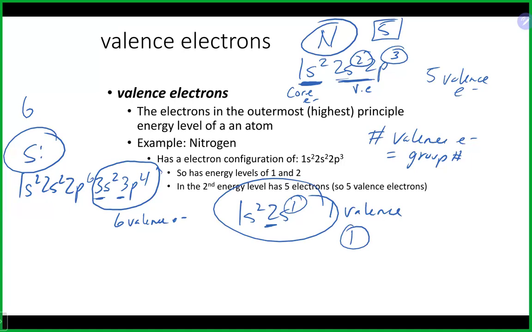It's very helpful when you get to the bonding chapter. You don't have to write out the electron configuration to figure out how many valence electrons. You can just look at the periodic table to figure it out. Any questions on that there?